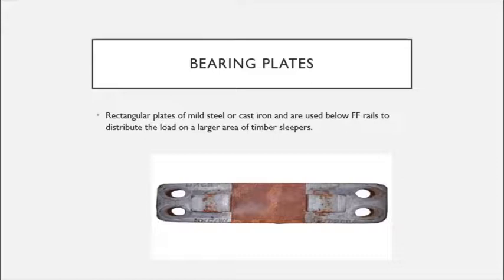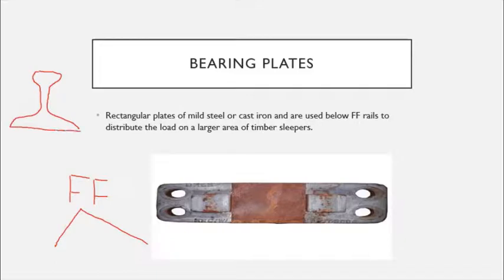So these plates are provided below the flat-footed rails, and these plates help to distribute the load to a wider area. We know that the flat-footed rail shape will be like this, and the load has to be distributed to a wider area. So we will fix a broad plate just below the flat-footed rails, and these plates will help to distribute the load to a wider area. Thereby proper load transfer can be assured.